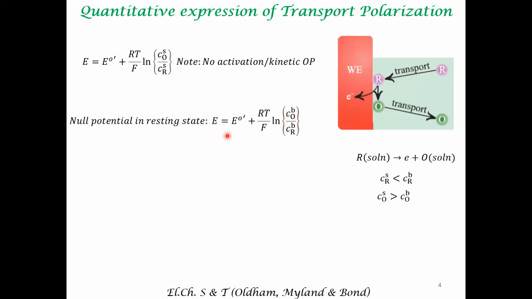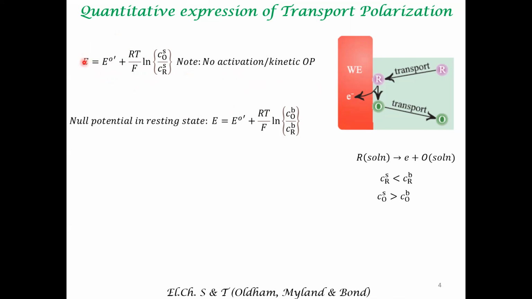This would be the null potential in the resting state. If I take the difference, why is the difference important? Let's go back to this expression. If I am more positive than this number or less positive than this number, I would be able to push the reaction towards the anodic region or the cathodic region, depending on where I am.